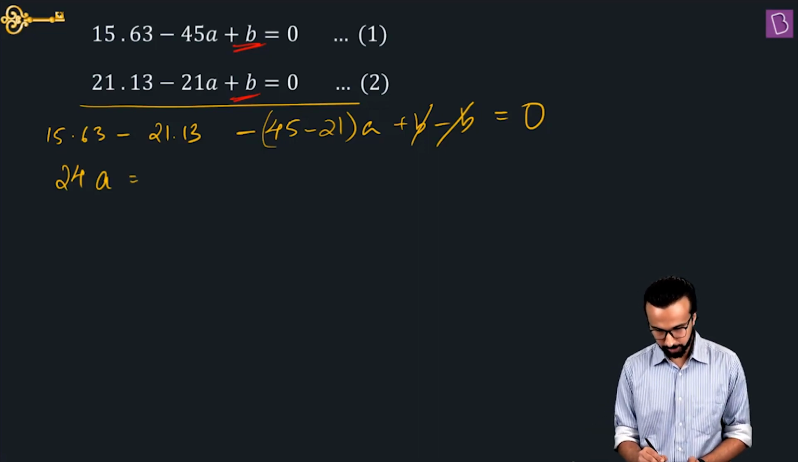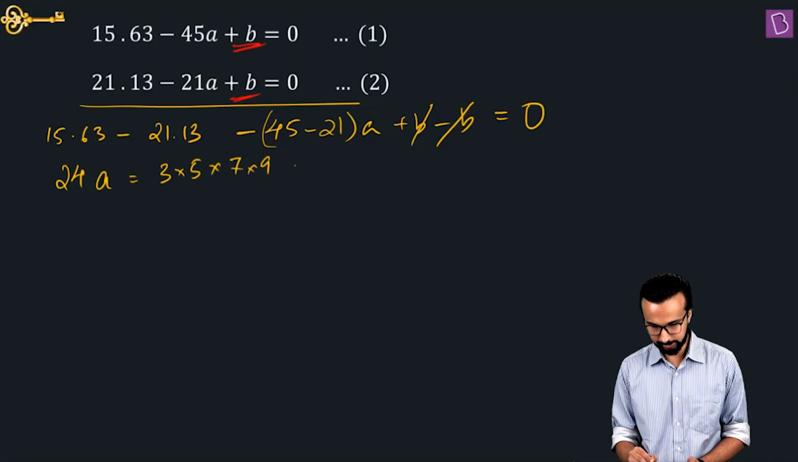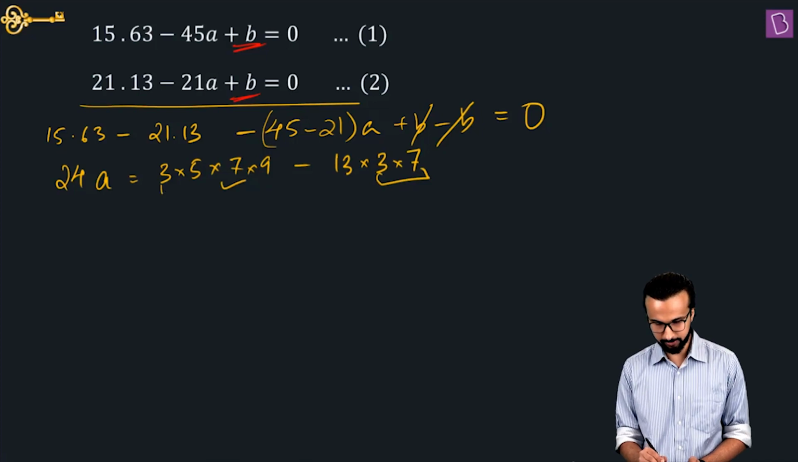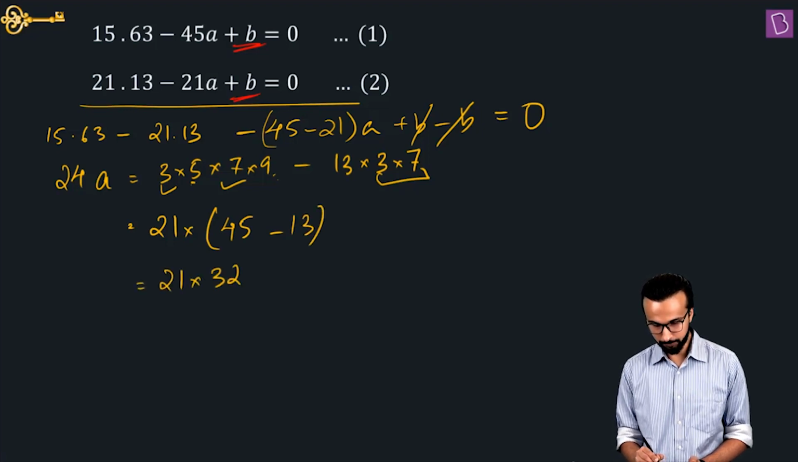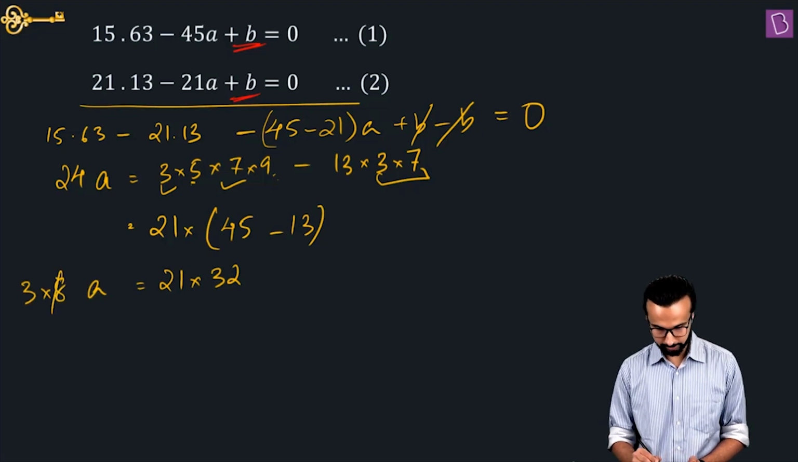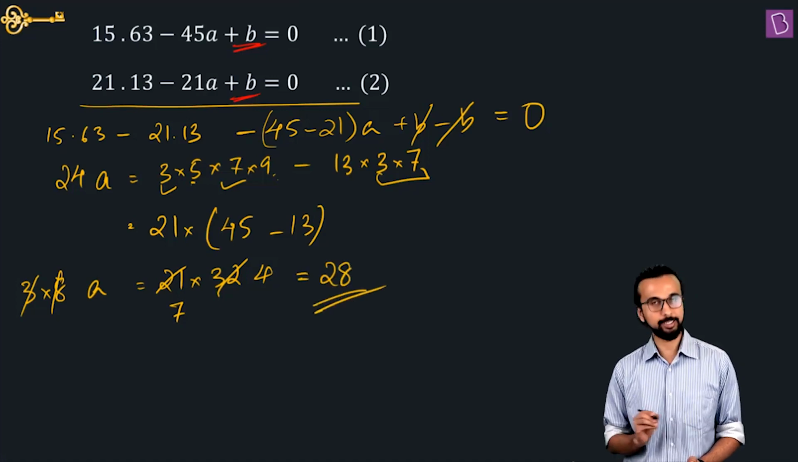I am left with 15 into 63. I'll write that as 3 into 5 into 7 into 9. That's 63. Minus 21 into 13. So 13 into 3 into 7. I notice that 3 into 7, or in other words 21, is common for both, and I'm left with 5 into 9, which is 45, minus 13. So this becomes 21 into 32, which equals 24a. I'll write that as 3 into 8a. Now 8 and 32 cancel out, I get 4 here. 3 and 21 cancel out, I get 7. So a becomes 28 here.